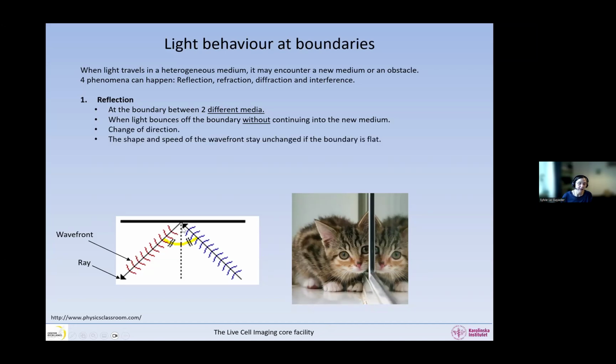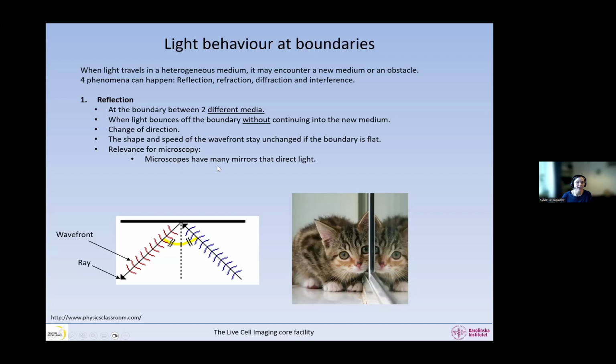So what happens is the light changes direction, but the shape and the speed of the wavefront are not changed. You remember, this is ray optics, and this is the representation of light with wavefronts. And these are not changed as long as the boundary is flat. So the light will come here, and then it continues with a different direction. So how is this relevant for us?